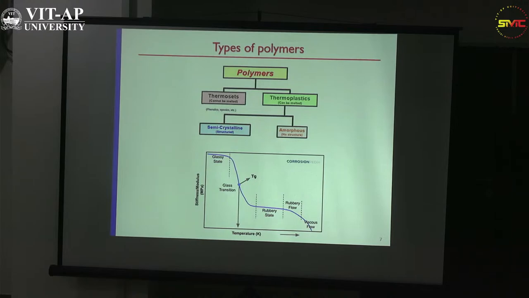The reason is, below the glass transition temperature, the material has stiffness. Above the glass transition temperature, the material is going to lose its stiffness. It will become rubbery. All these thermoplastic polymers have this characteristic, right? They exhibit rigid and strong behavior below the glass transition temperature, and above it, they will be rubbery in nature.